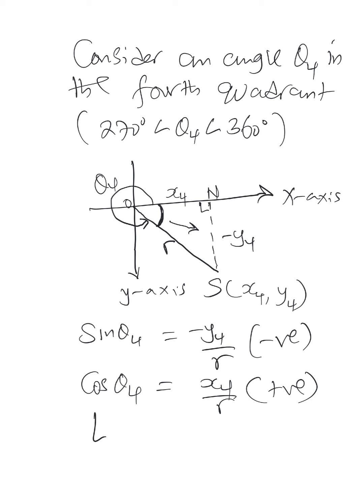Then the tangent of theta 4 is going to be the opposite, minus y4 divided by x4. So this is negative. Now, we are discovering that in the fourth quadrant, only cosine is positive. The rest are negatives. So, pick an angle of your choice between 270 and 360 degrees and try to compute the ratios. You discover that cosine is going to be positive, the other ratios will be negative.